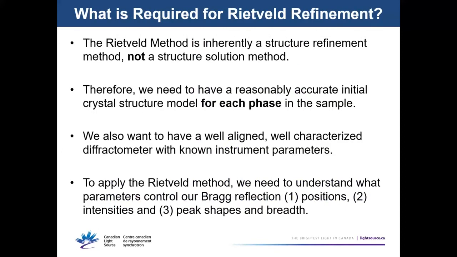So I mentioned before, the Rietveld method is inherently a structure refinement method. It's not a structure solution method. So therefore, we need to have a reasonably accurate initial crystal structure for every phase. We also want to have a very good characterization of our diffractometer. We want to know our instrument parameters very well before we start. And so to apply the Rietveld method, we really want to understand the parameters that control our Bragg reflection positions, our intensities, and also our peak shape and our peak breadth.